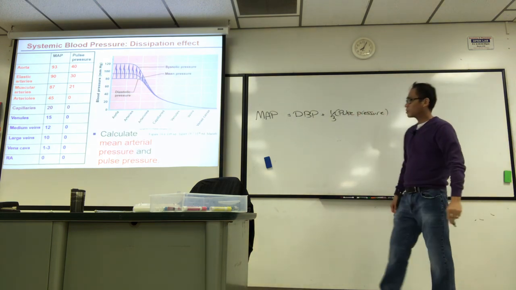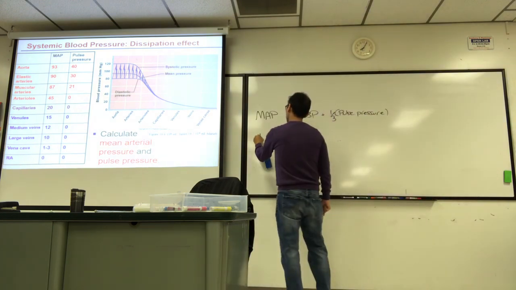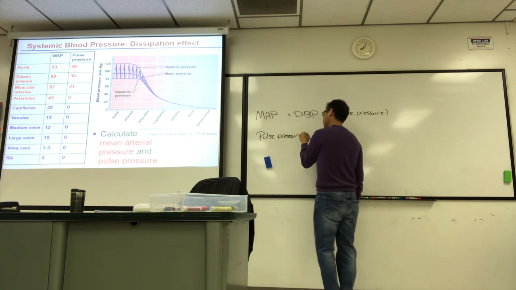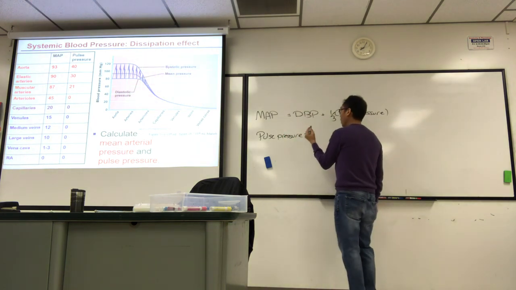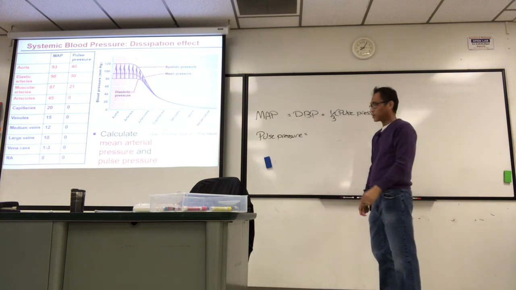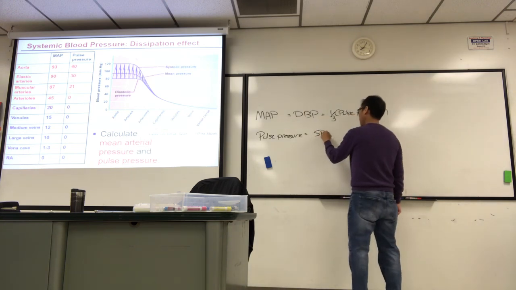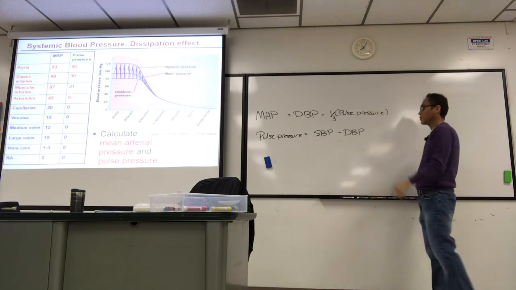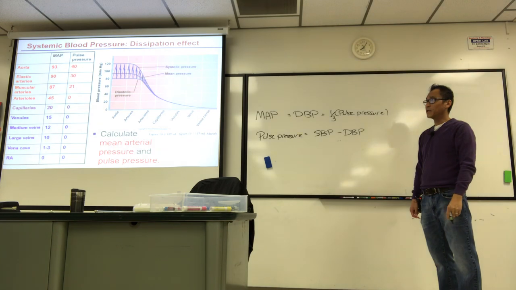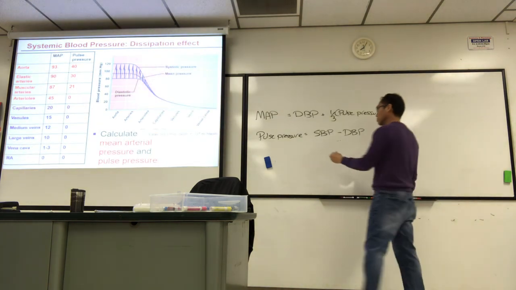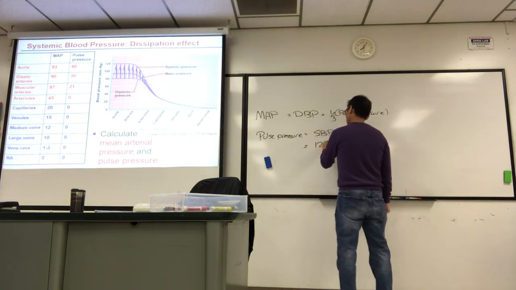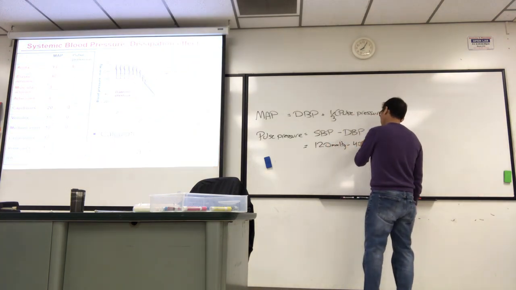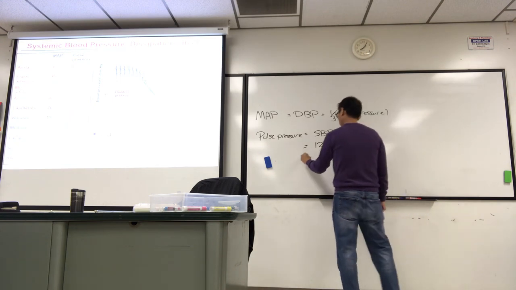So what's pulse pressure? Pulse pressure is, well, it's the difference. So it's systolic minus diastolic. Systolic blood pressure, SBP, minus DBP. So in this case, 120 minus 80 is 40. 120 millimeters of mercury minus 80 millimeters of mercury equals 40.